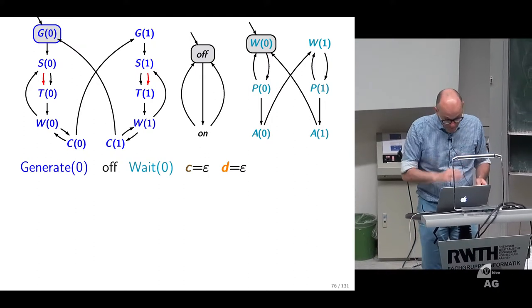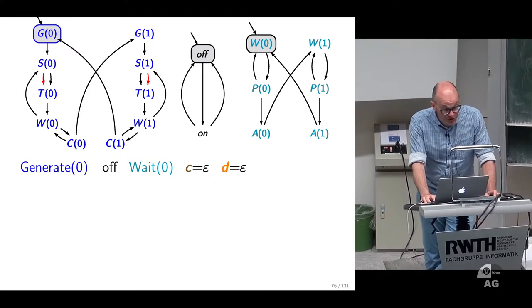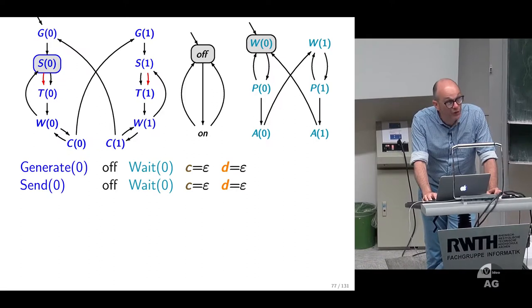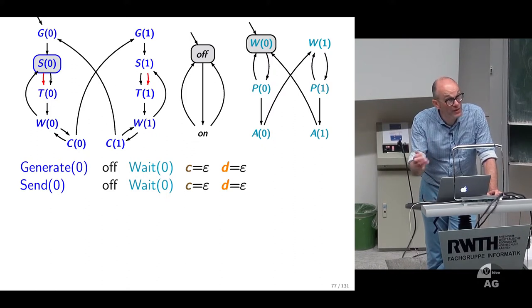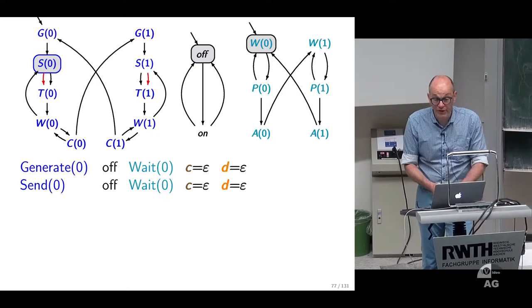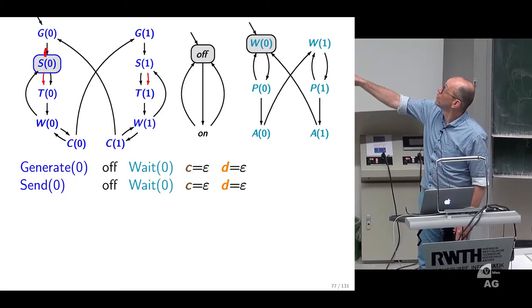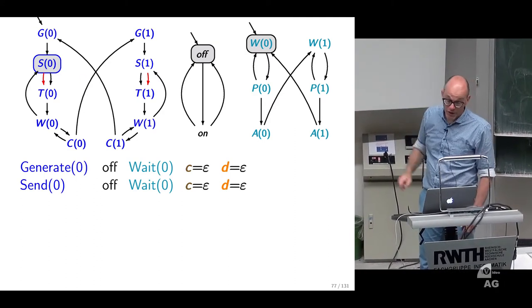Now the sender starts generating a message, so it evolves to S0. Nothing changes with respect to the channels yet. It only has generated the message 0. So the only thing that changed is that this one moved to here, so that's the current location.